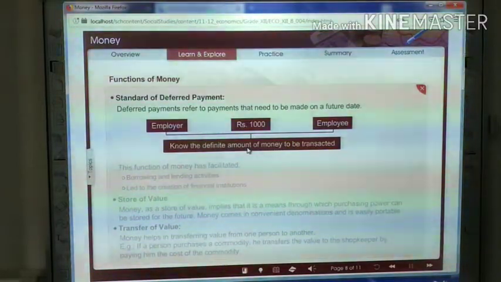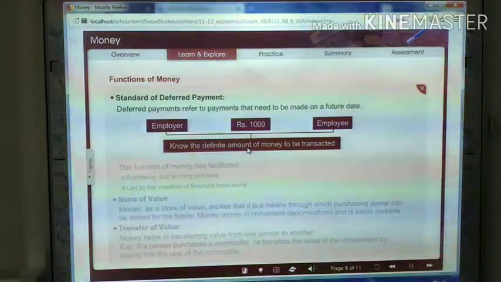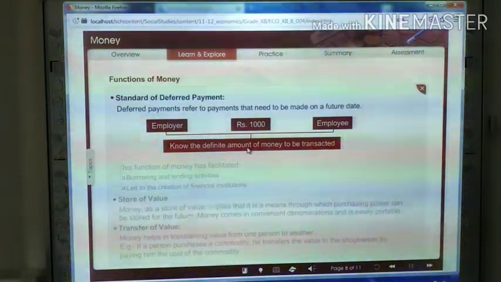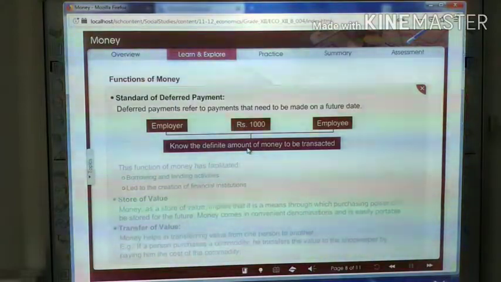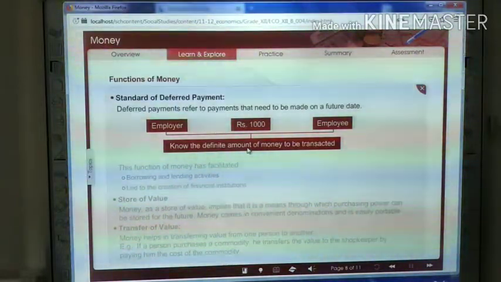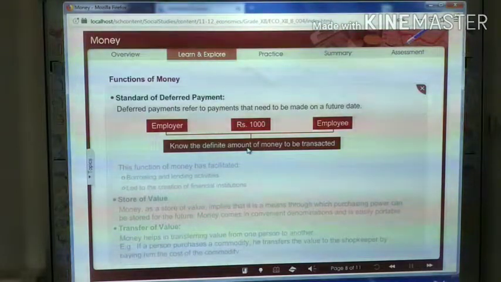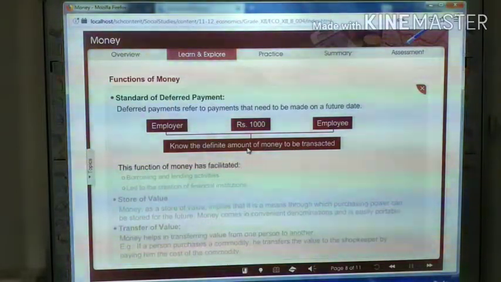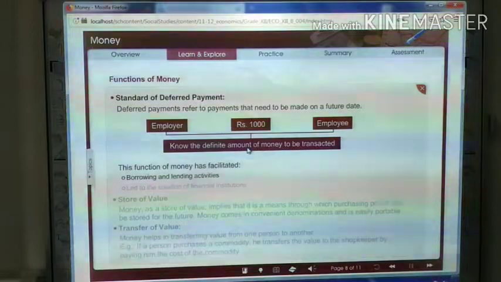Assume that an employer needs to pay a salary of ₹1,000 to his employee at the end of a month. The advantage of using money to make the payment is that both the employer and employee know the definite amount of money that needs to be transacted at the end of the month. This function of money has facilitated borrowing and lending activities and has led to the creation of financial institutions.